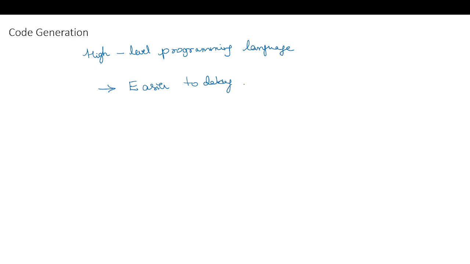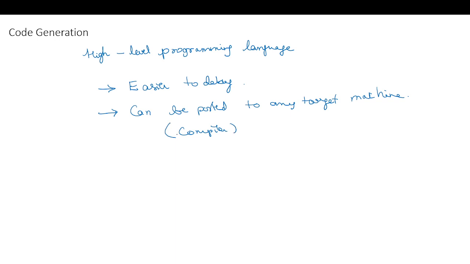The code generation is like a high-level programming language source code. The advantage of a high-level programming language is that it's easier to debug, and it can be ported to any target device because it's not specific to the machine. We are not writing the machine code, so it can be used on any other target machine also. But we need a compiler, and there is a limitation with the compiler also, that is the compilation time. So with this we have some limitation in the application.